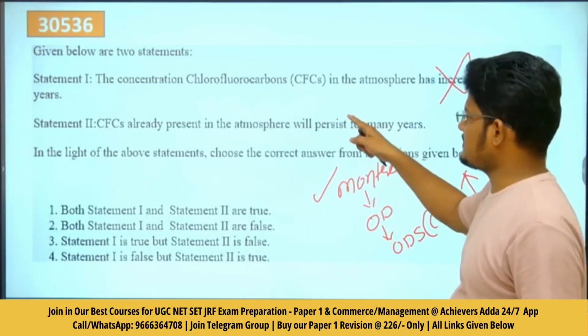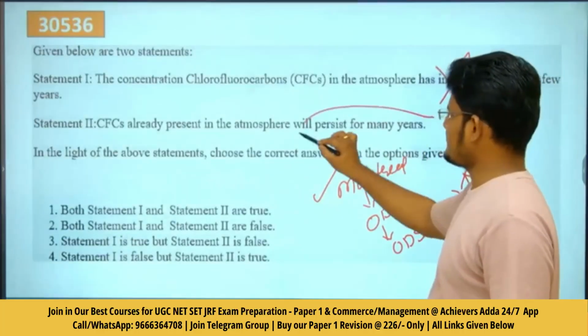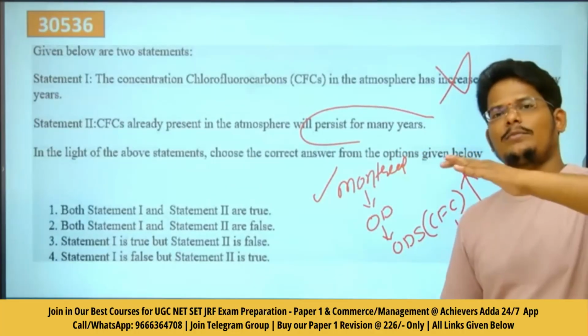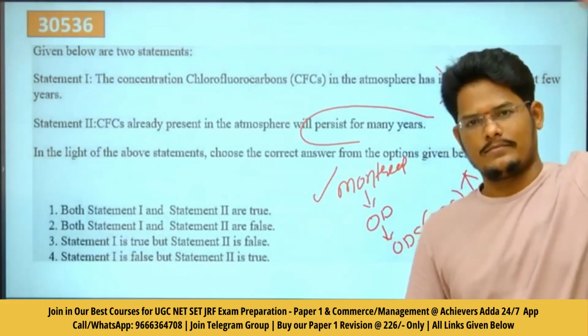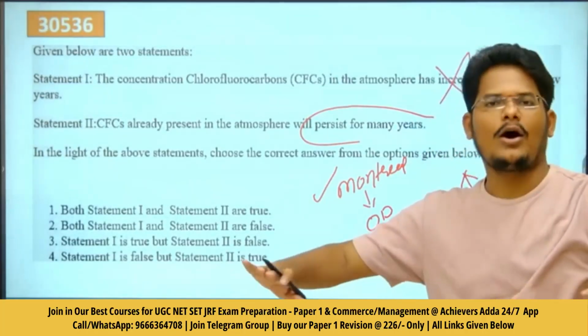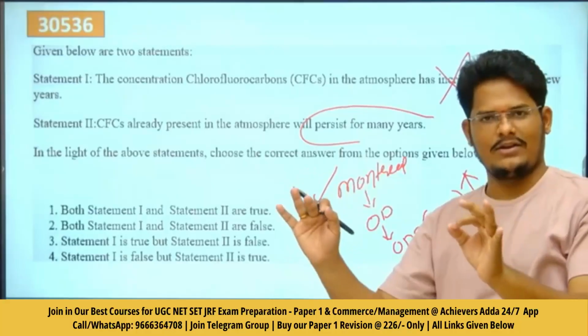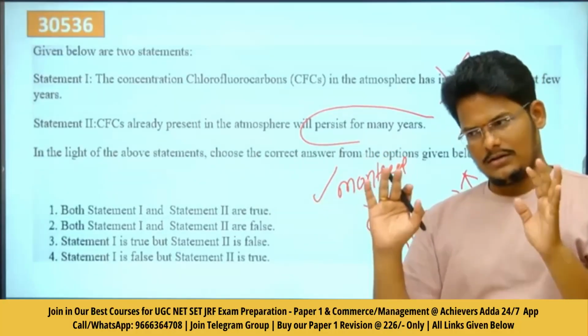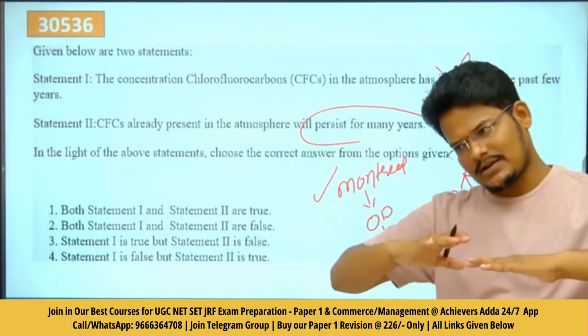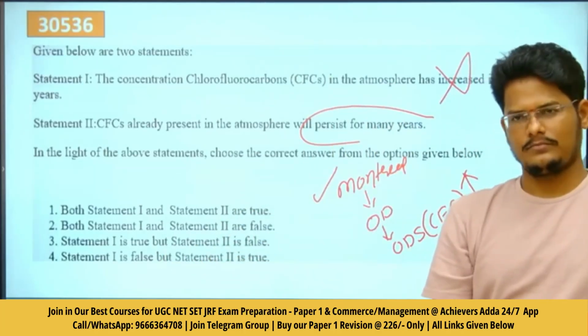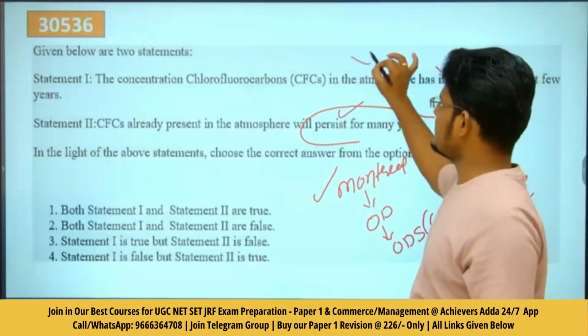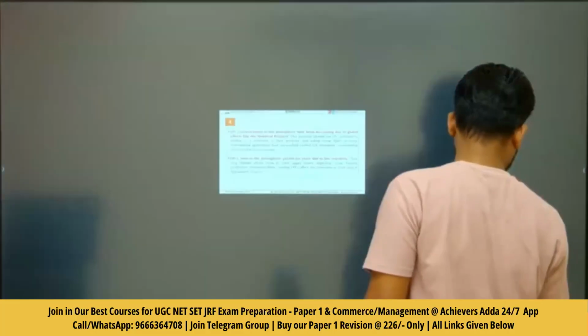CFCs are already present in the atmosphere. They will persist for many years, but they are not increasing. They will persist at an optimum level, as much as is required for global warming or for the minimum temperature, and will continue. They will not be fully removed. Right? So this is correct. This statement is wrong. Option 4 is the correct answer.